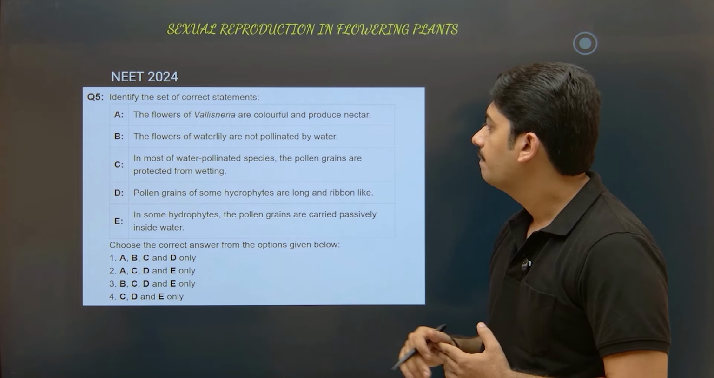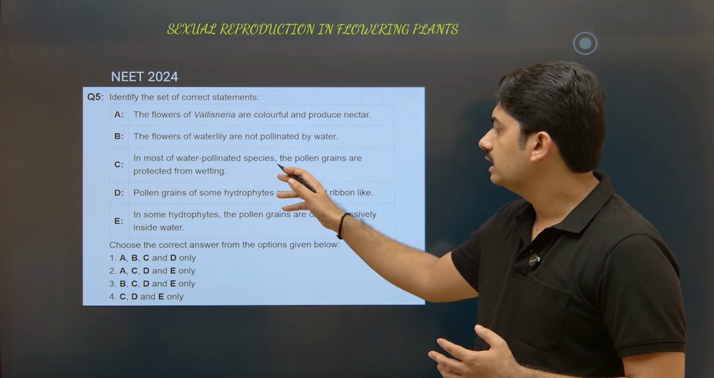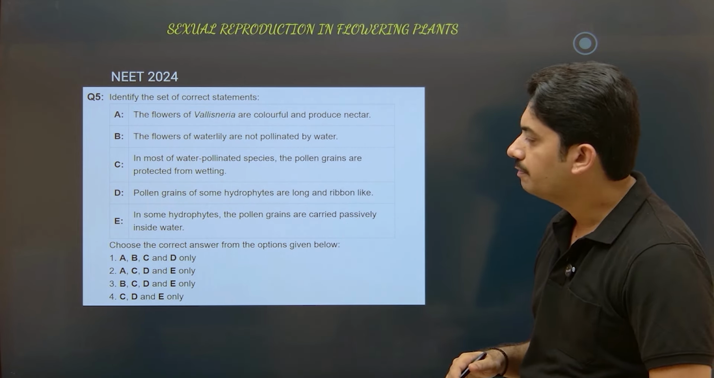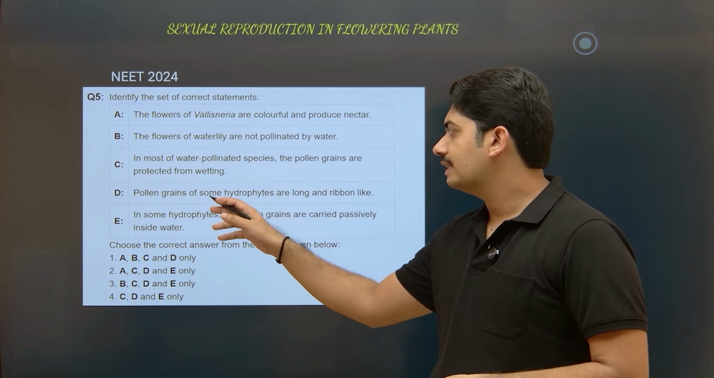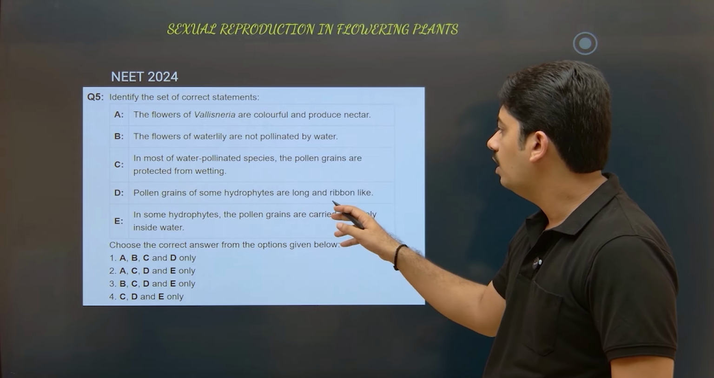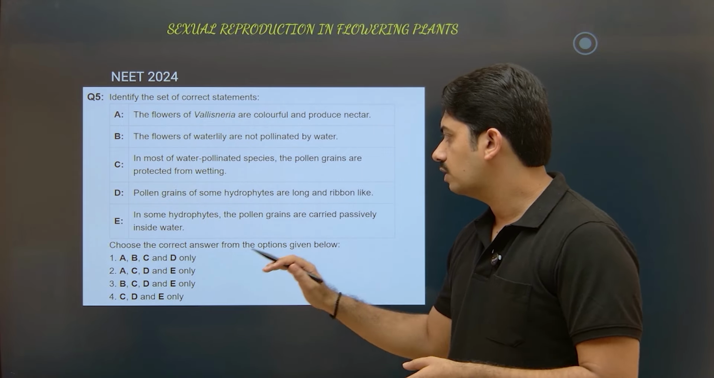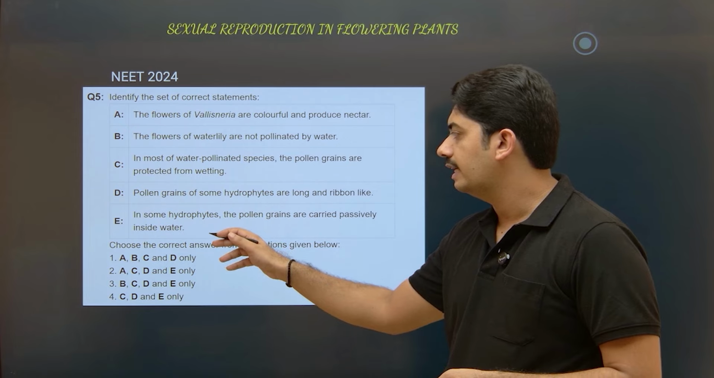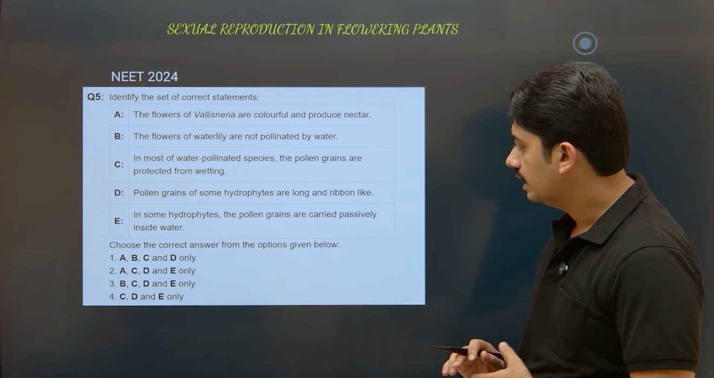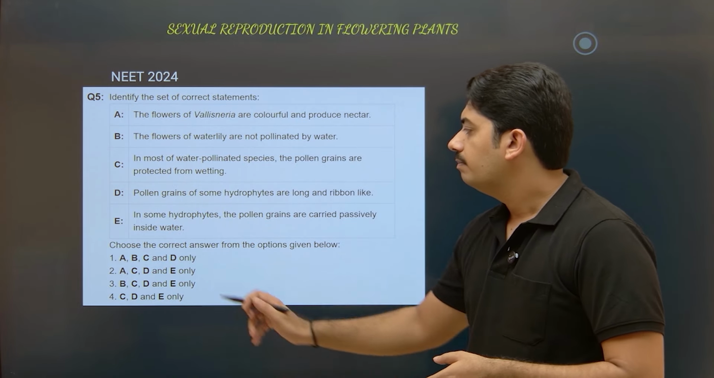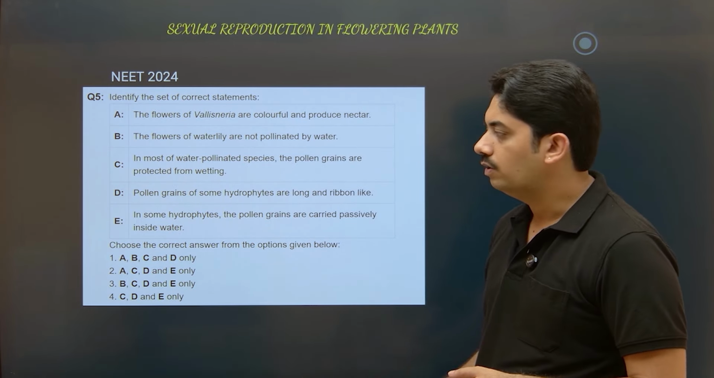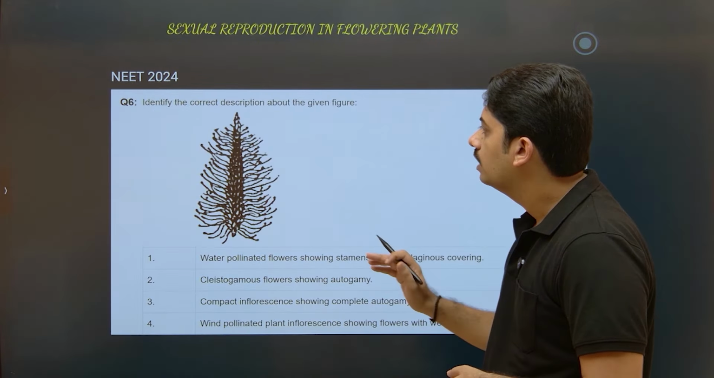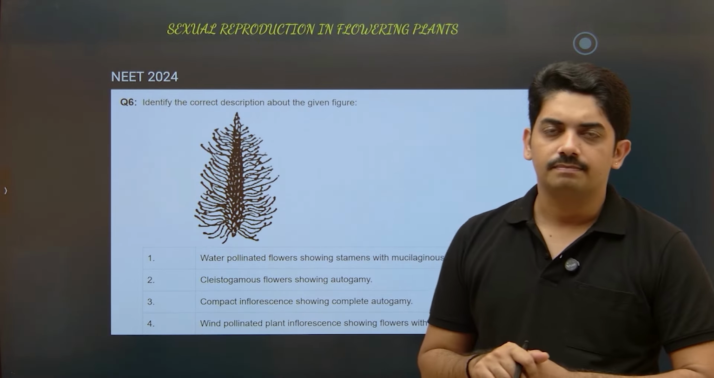That is correct. In most of the water pollinated species, the pollen grains are protected from wetting because of mucilage. That is also correct. Pollen grains of some hydrophytes are long and ribbon like. This is also correct. In some hydrophytes, the pollen grains are carried passively inside the water. This is also correct. Now tell me which one is correct. B, C, D and E only. A is an incorrect statement.